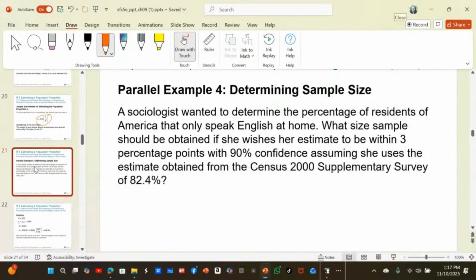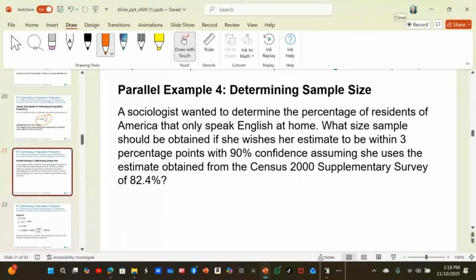All right, so let's get an example. A sociologist wanted to determine the percentage of residents of America that only speak English at home. What size of sample should be obtained if she wishes her estimate to be within 3 percentage points with 90% confidence, assuming she uses the estimate obtained from the census? Okay, and that estimate is 82.4%.